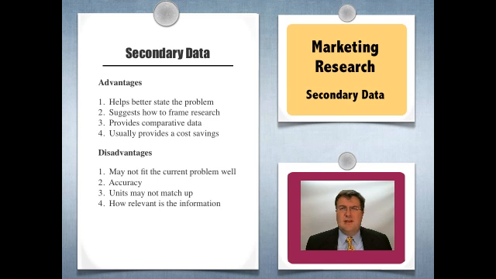Number one, using secondary information may help you better state the problem. By looking at maybe other research that was done, you can see some of the pitfalls that those researchers ran into, and so you can eliminate those pitfalls by evaluating what they've done. Along those same lines, it can allow you to frame your research. It provides comparative data. If your research information is completely off from the secondary data that you've collected, you need to identify why that information is different.